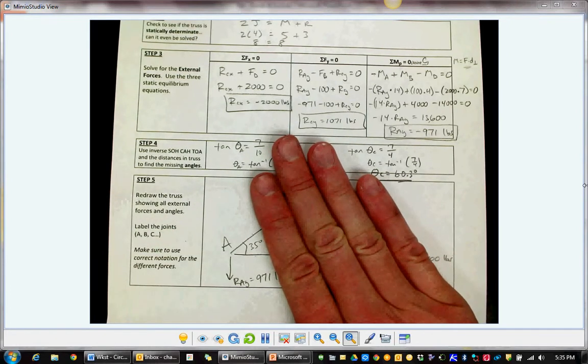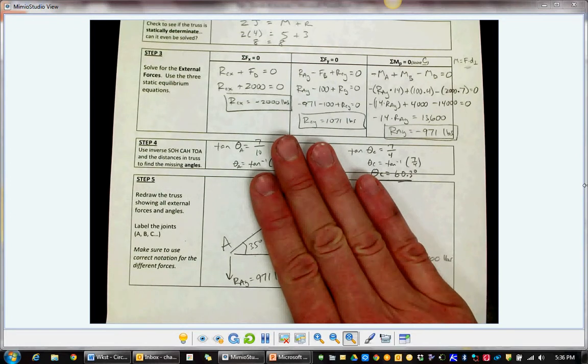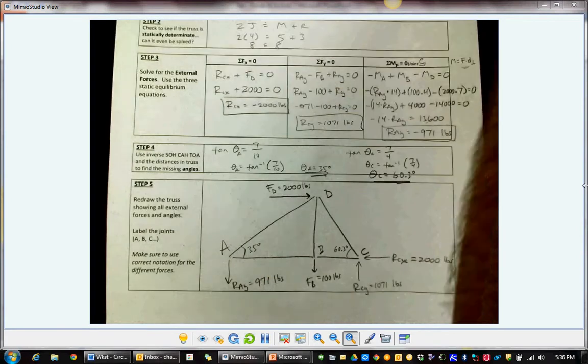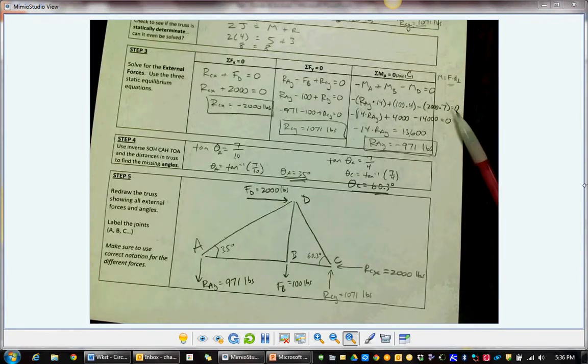Now we're going to assume that all members are in tension. They're all being stretched out. So what direction is the force acting on the joint?